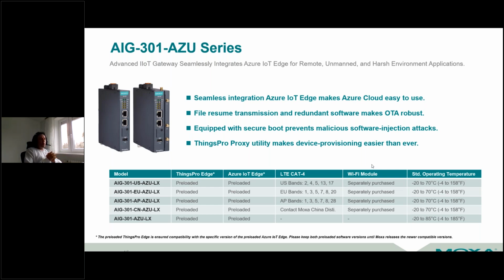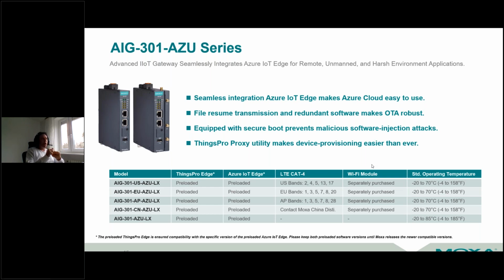And this computer has a very robust file system, which is industrial grade. This file system is based on redundancy. It can enable resume transmission in the case that the connection was broken and enable redundant software that makes the over-the-air upgrade mechanism even much better. Computers are enabled with secure boot, which prevents malicious software injection attacks, and installation of the Things Pro proxy utility makes device provisioning easier than ever before. We encourage you to try this incredible device.